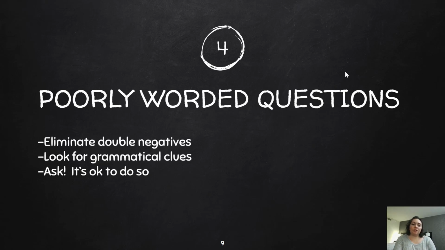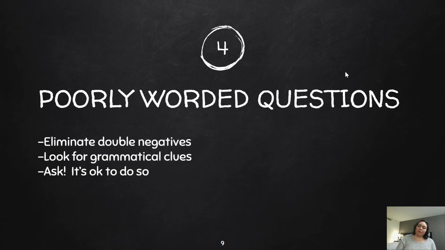With poorly worded questions, you're going to want to eliminate the double negatives. So the two nots, right? Two negatives make a positive, right? If we're using some math here. So look for double negatives, eliminate those, so that you really understand what the question is asking you. And when there's a double negative, it's actually a positive. And so you don't want to answer the question as a not question, right? Which of these is not the right answer?